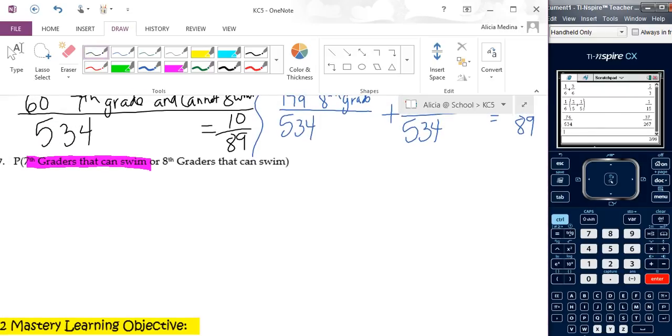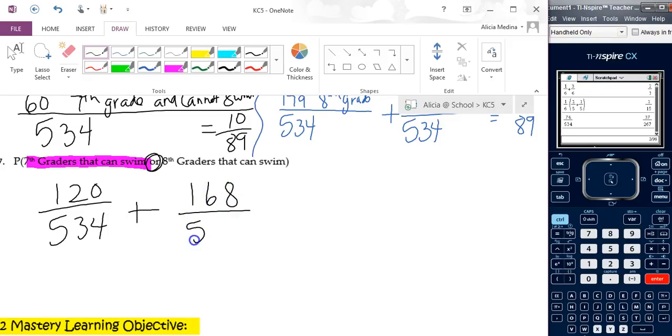So for my 7th graders that can swim, that was 120 over our total of 534. Hopefully you remember or still means add. And then how many 8th graders that can swim? That was our 168 over our 534. Now when we add these and simplify our fraction, we get a simplified fraction of 48 over 89.